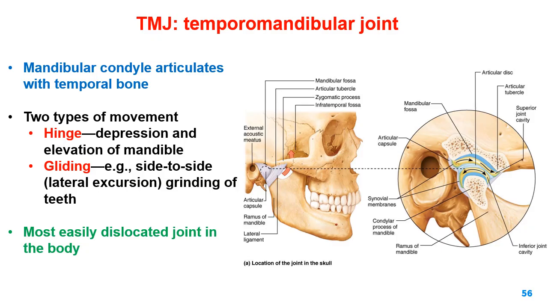So how would you dislocate that joint? Well, let's say you fall on your chin and it gets the joint out of place. Or if you're involved with boxing and you get hit. You can imagine how you can dislocate the joint, but it's easily dislocated.